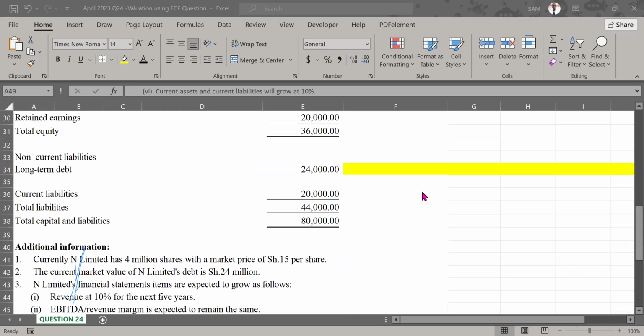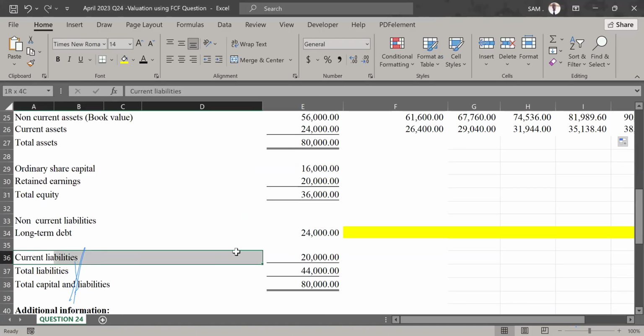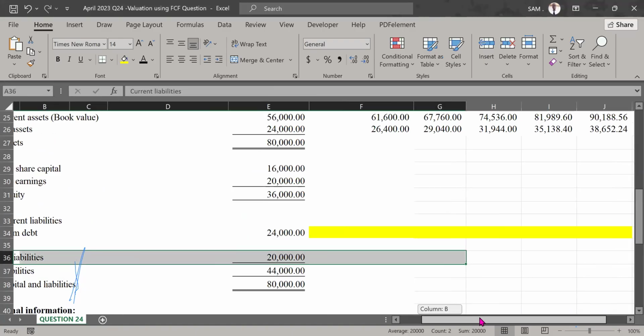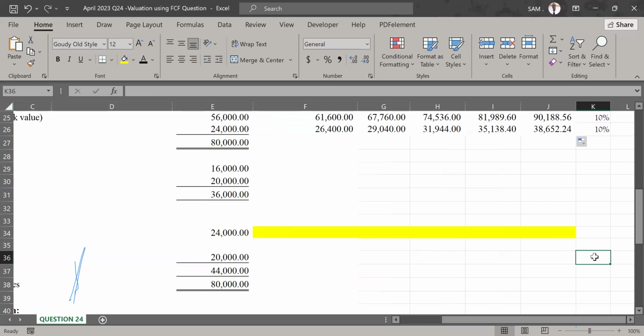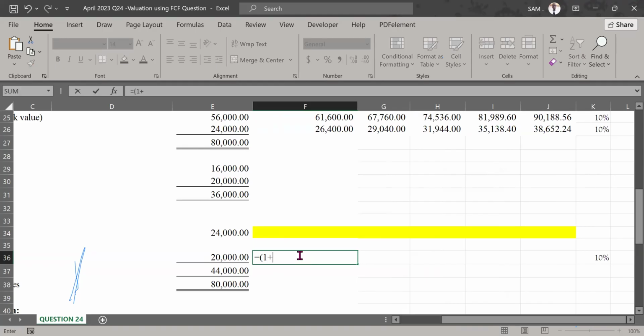Good. So current liabilities, where current liabilities are here. In the current liabilities section, we also apply the 10% growth rate. So I will just write that 10% like that. Then we do the same. What we've done in current assets, we do the same to current liabilities. Equal sign, open bracket, 1 plus, refer to where your growth rate is. And because it is expected to remain constant throughout the years, make sure you fully lock it like that. Close bracket, multiply it by the figure in 2022, which is 20,000. So I will refer to that.